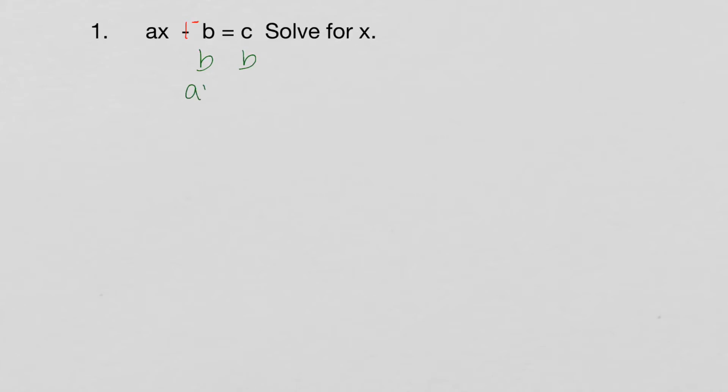We now have ax is equal to c plus b. Is the variable alone? No, it's not. What math operation is ax? So the math operation for ax is multiplication. So we're going to do the opposite, which is division, and we're going to divide both sides by a. x is equal to c plus b over a.